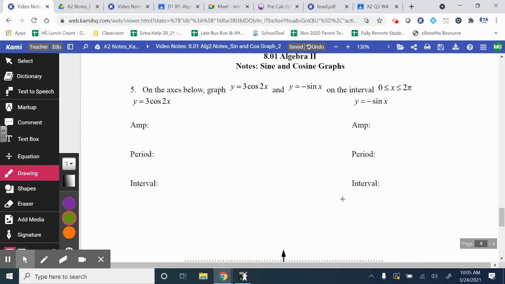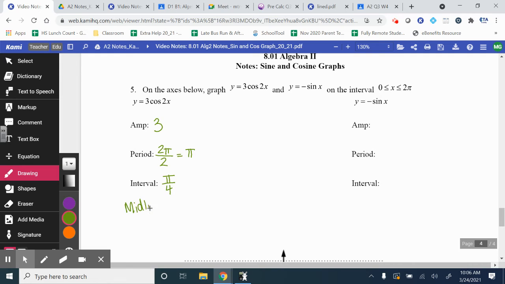So what I'd like you guys to do is pause the video and fill in all of the information for the step. If you can, try to graph it, and then we'll talk about the last one together. All right, so here your amplitude should have been 3, period, which is 2 pi over b, should have been 2 pi over 2, which is just pi. And your interval is your period over 4, so that would be pi over 4.